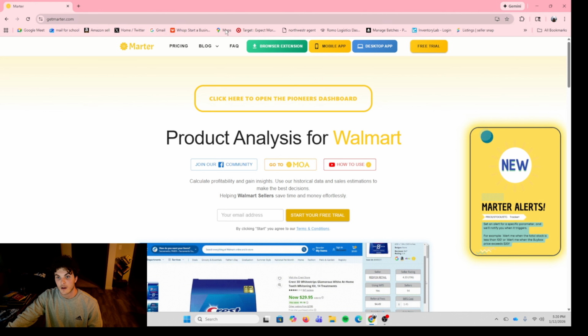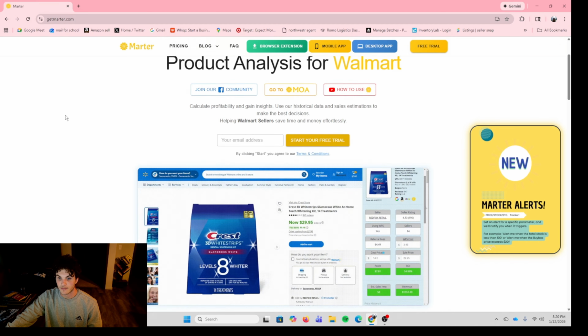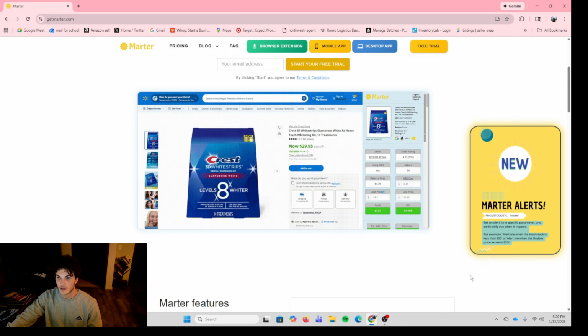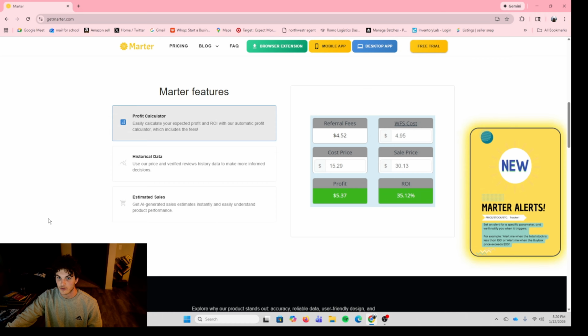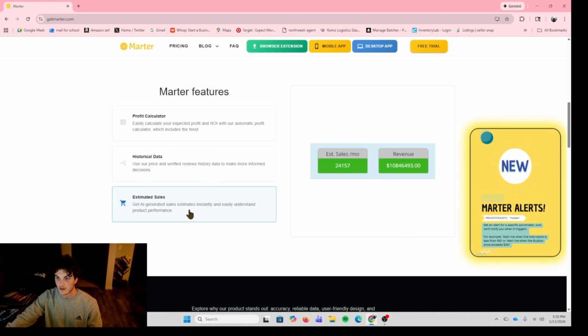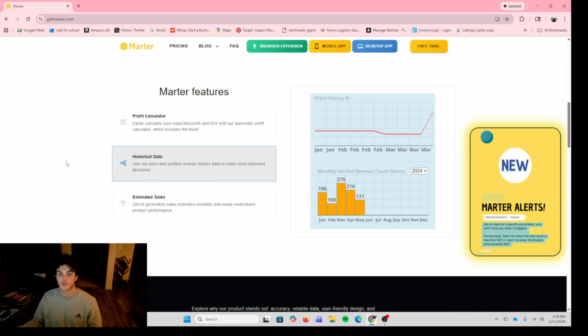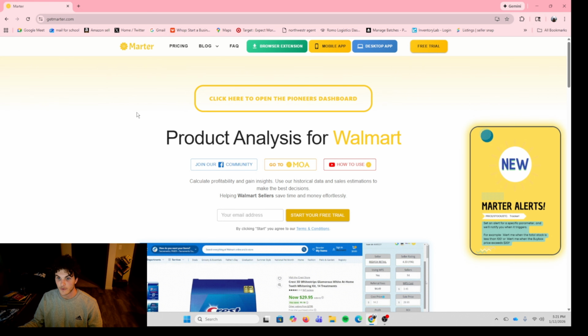So let's show the tool that I use for Walmart in particular. So Marter. Marter, as you can see, this is a little overview. Like any other e-commerce thing, it shows you the profit calculator, historical data, and estimated sales. Marter actually works with Histomart, which is another extension. In total, this is about $12 a month, and Histomart, I believe, is another $10. So you're going to spend about $22 on tools up front.